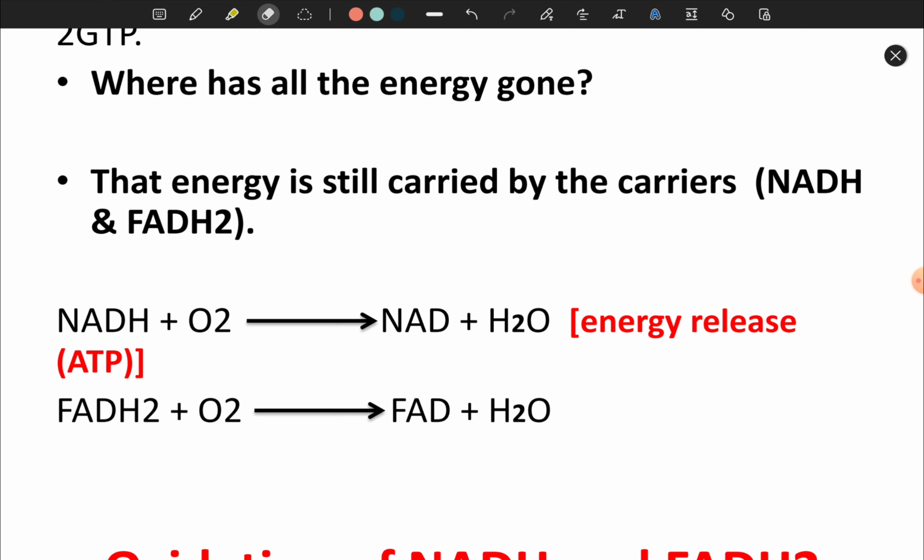Again, also FADH2, they give their electron to oxygen, generate water, and the energy is also released in the form of ATP. This will be discussed in detail in the next figure. By the way, around half of the energy in the electron transport chain will be used to generate ATP. You may ask where the other half has gone.